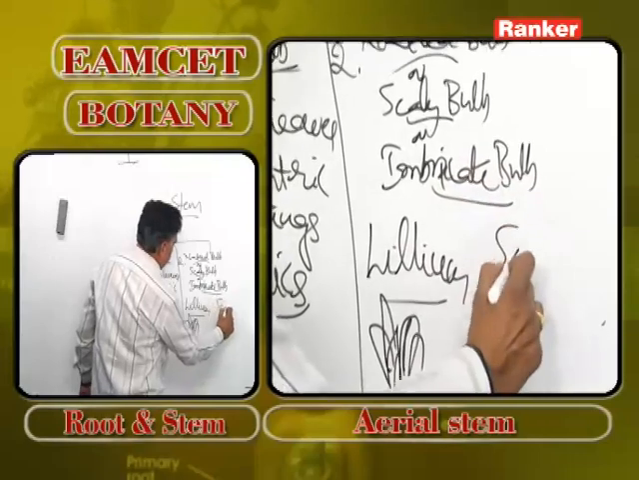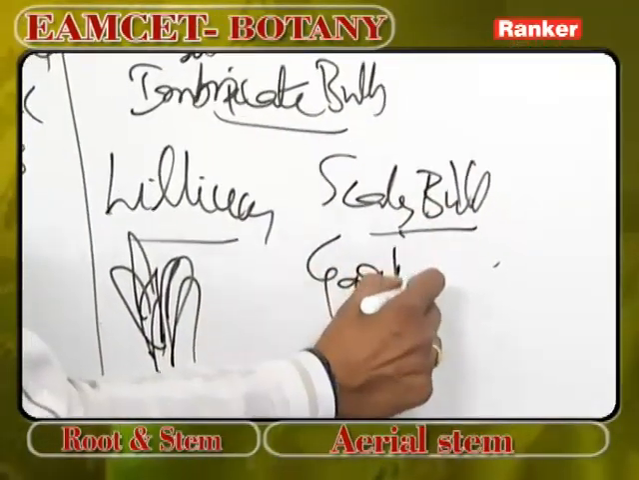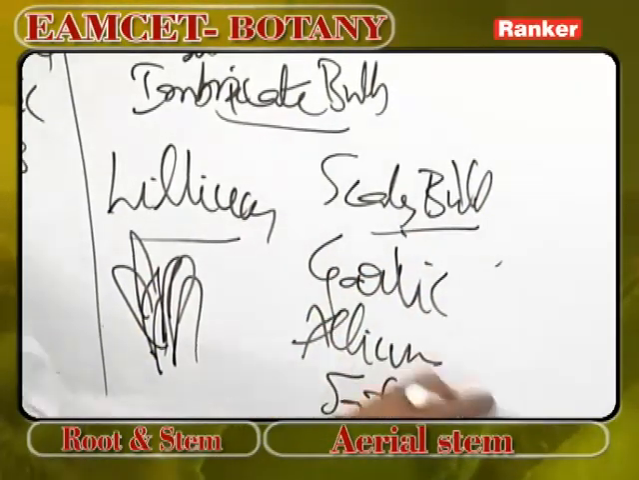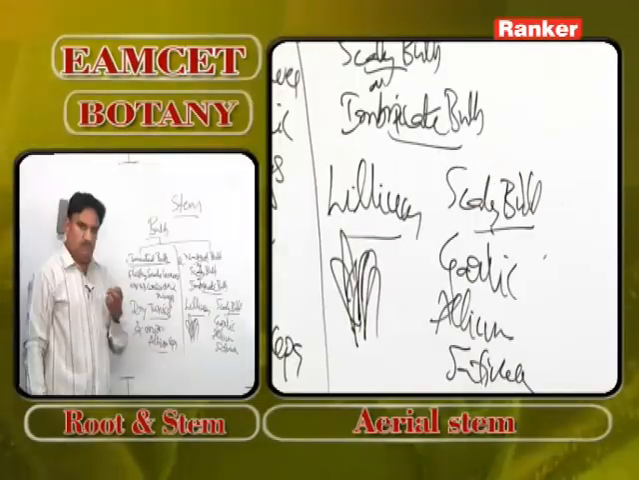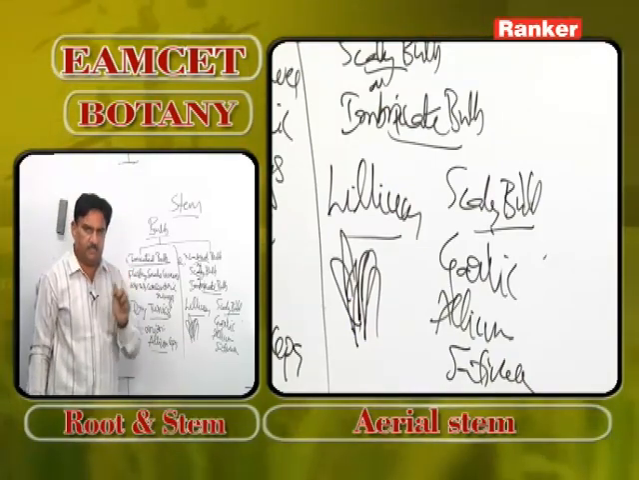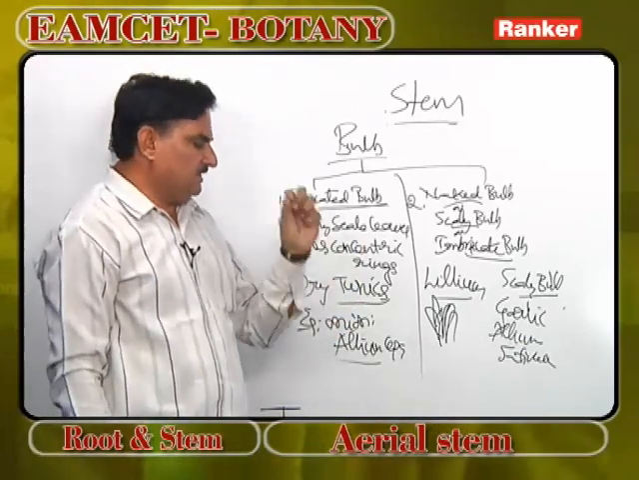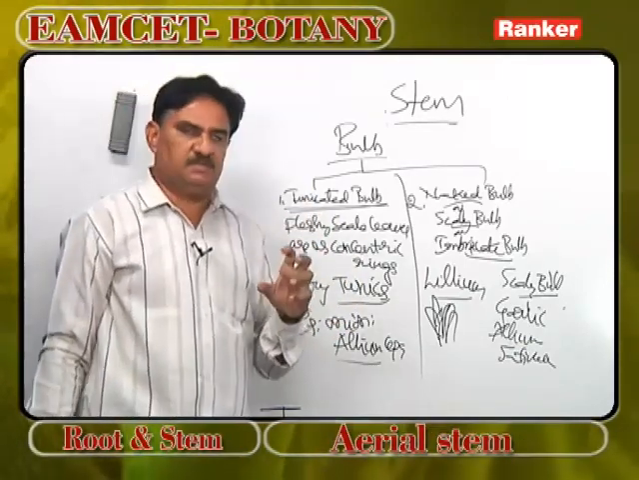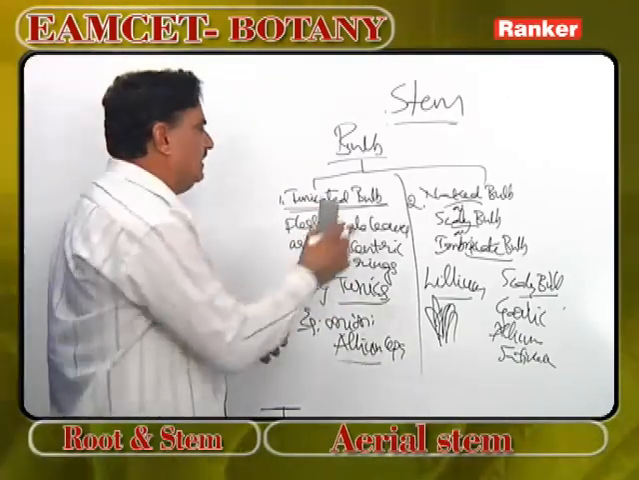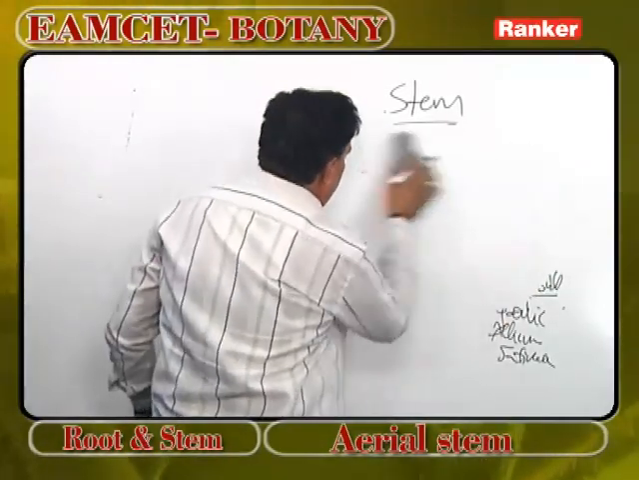Then scaly bulb. Particularly, scaly bulb is found in garlic, Allium sativum. In garlic, leaf bases store food material that appears like a bulb. That leaf base is surrounded by scale leaf, but the total bulb is not surrounded by scale leaf. So, only the particular individual leaf base storing food material is surrounded by scale leaf. The total bulb is not surrounded by scale leaf. Such bulbs are called scaly bulbs, and scaly bulbs are found in garlic.